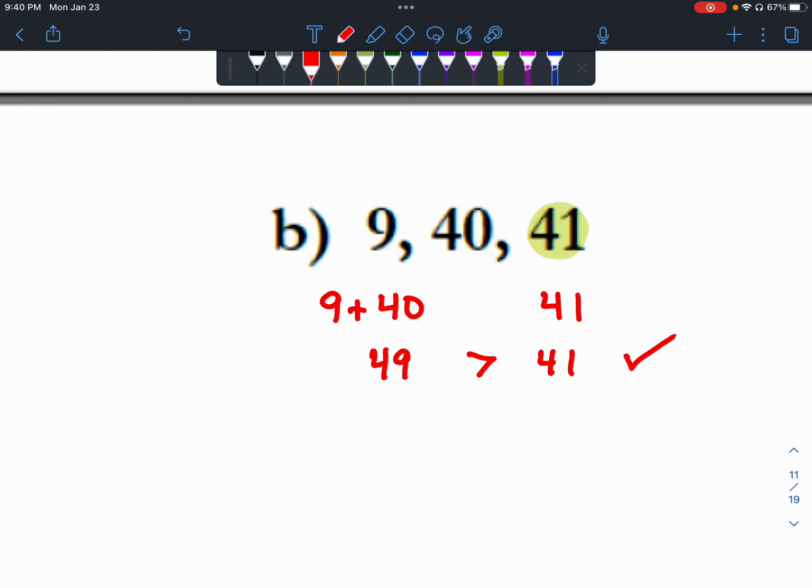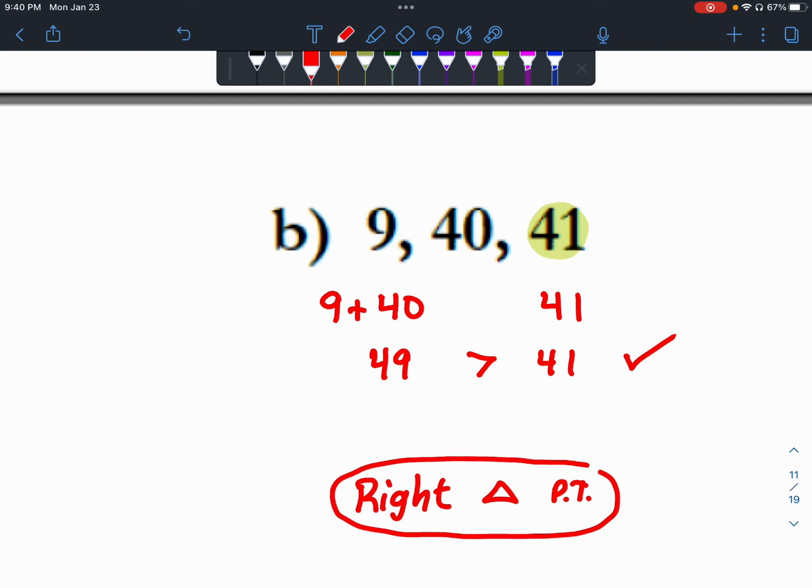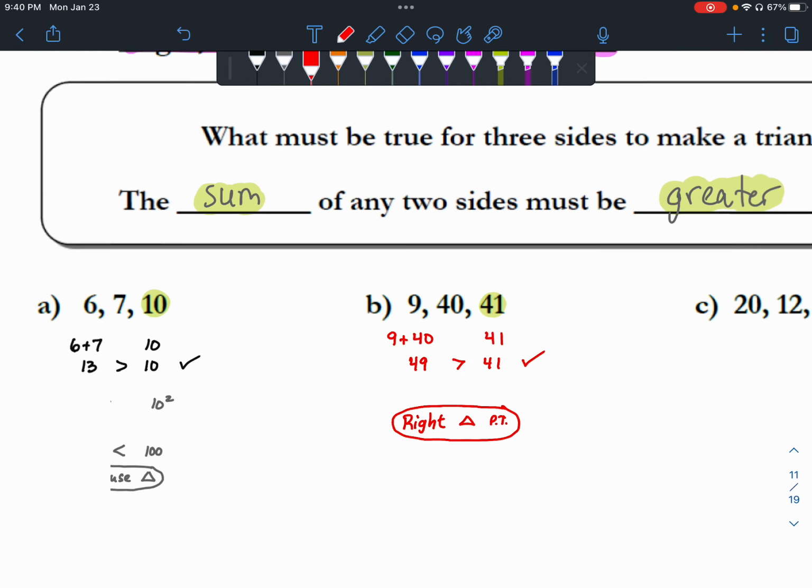What about, is this a right triangle, obtuse triangle, or an acute triangle? I'm really hoping you recognize these values right here. This is, in fact, a Pythagorean triple, the 9, 40, 41 triangle. So I do think we can immediately categorize this as a right triangle. And again, remember, anytime we use the Pythagorean triples, I would like to see the little PT just to verify that you do not need to show any work, but yet can receive full credit for this.